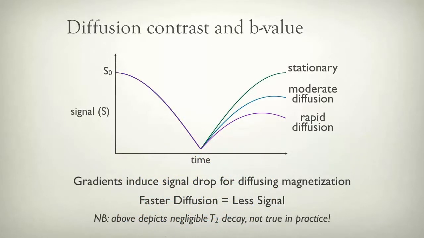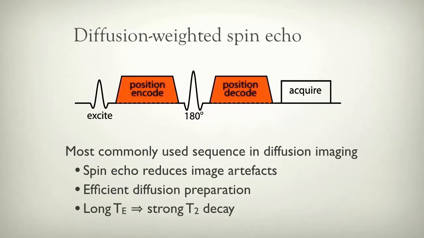And that signal loss then is very closely tied to the rate of diffusion in that tissue type. So the faster diffusion is, the less signal that we have. And that is fundamentally the contrast that all diffusion imaging methods employ. Okay, so that is the basic diffusion-weighted spin echo. Hopefully I haven't bored too many because I know most of you will be familiar with this. This is by far our most common method that we use for diffusion imaging.